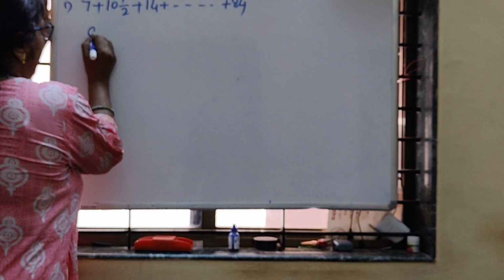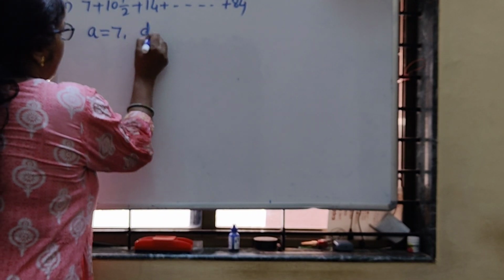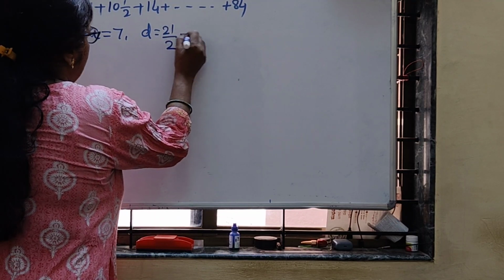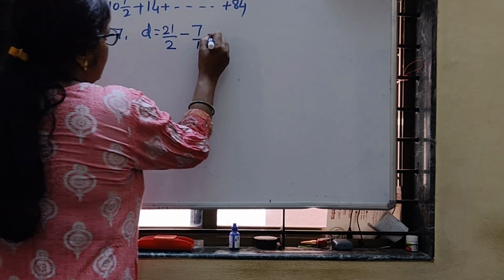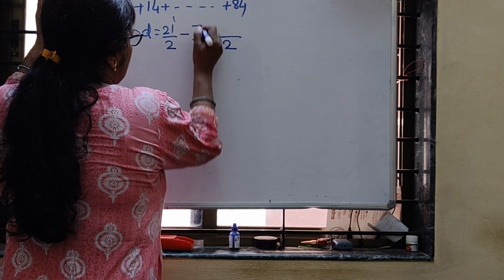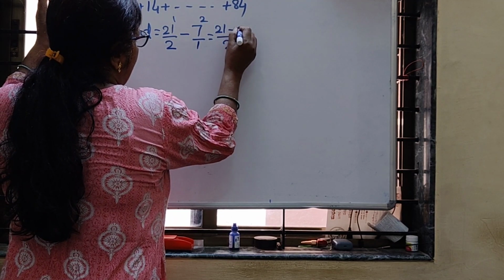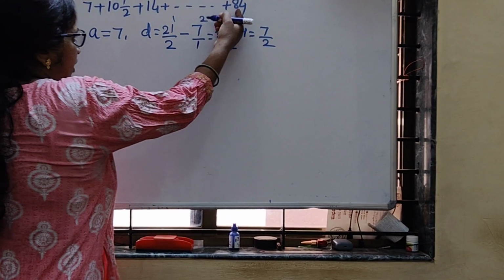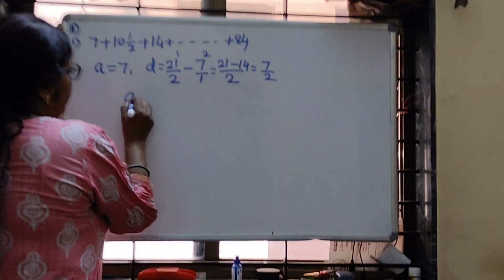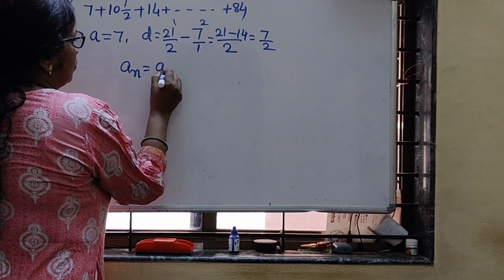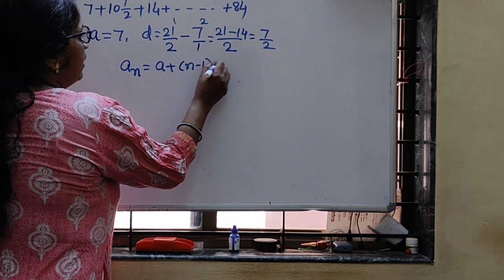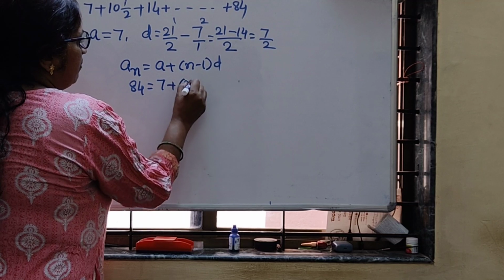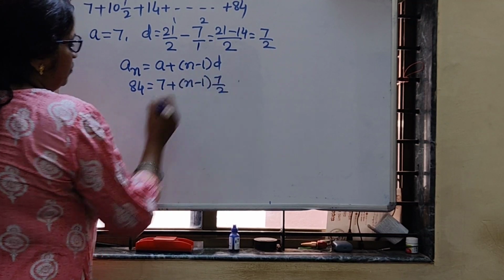Now first we will find d. A is equal to 7. D is equal to 21 by 2 minus 7 by 1. So the LCM is 2. 21 minus 14 is 7 by 2. So with the help of AN, this is AN, children, we will find n first. AN is equal to a plus n minus 1 into d. This is 84. A is 7 plus n minus 1 into 7 by 2.